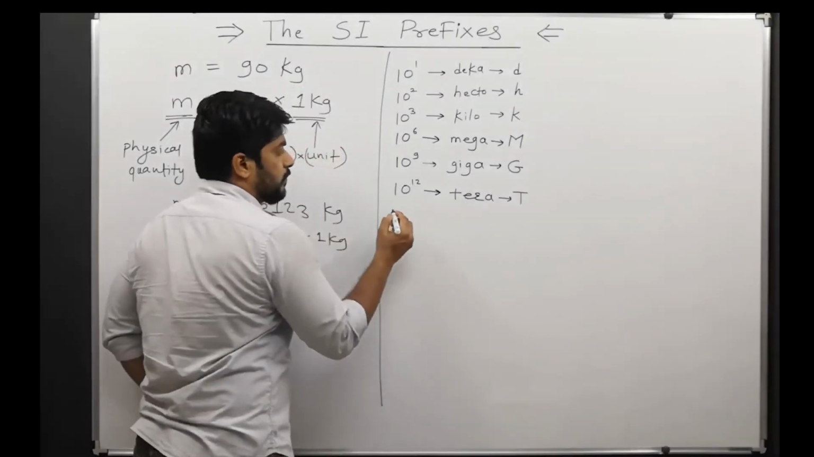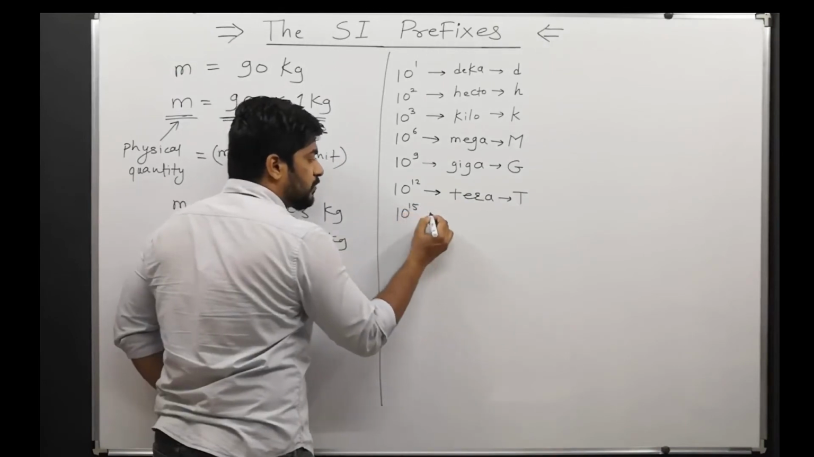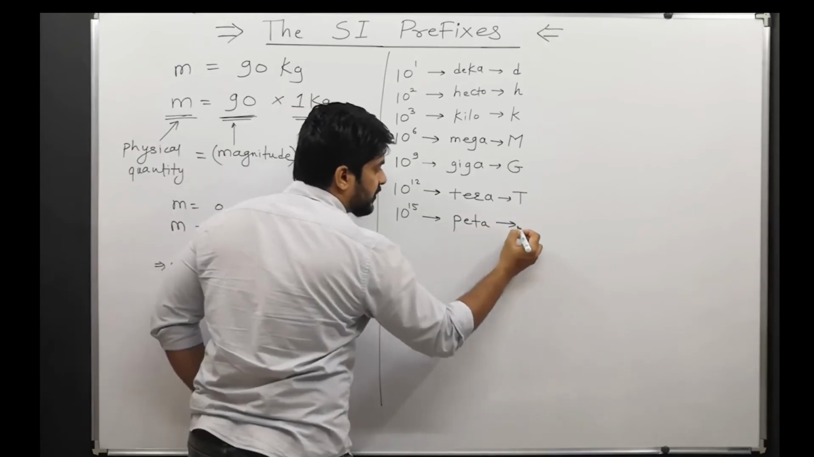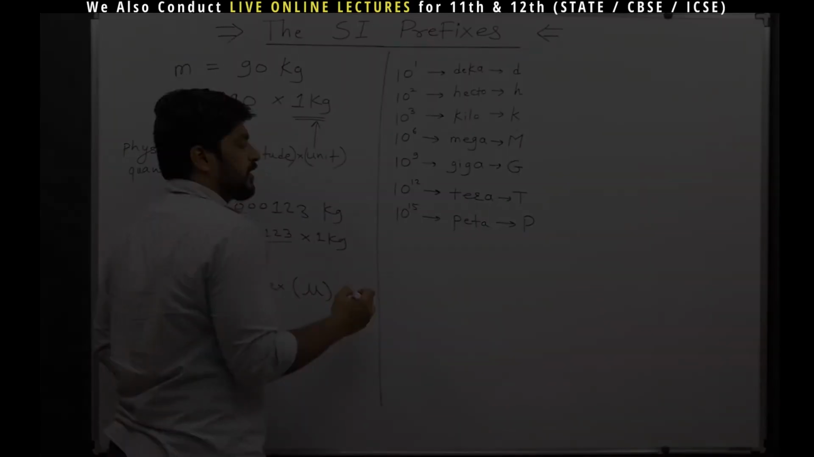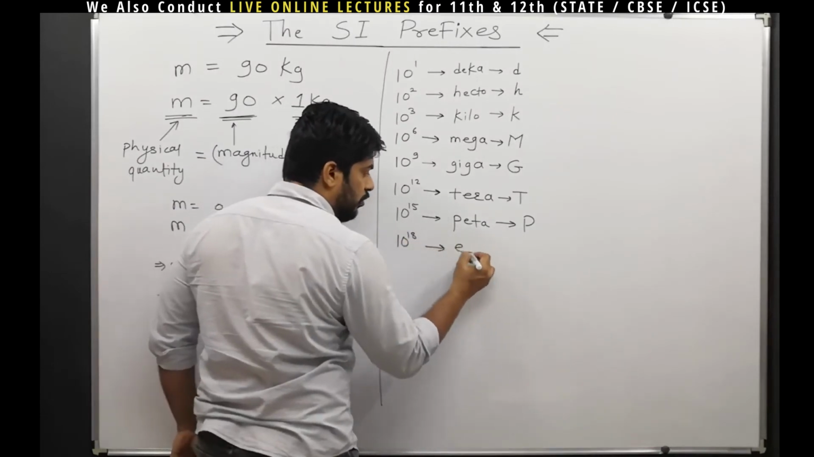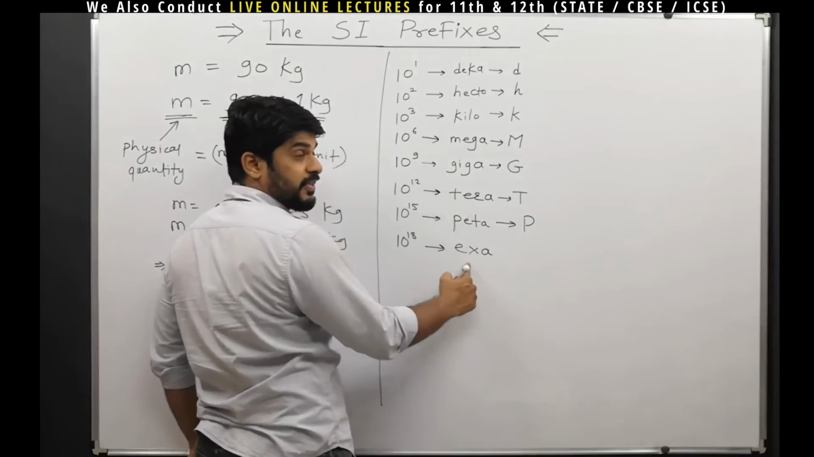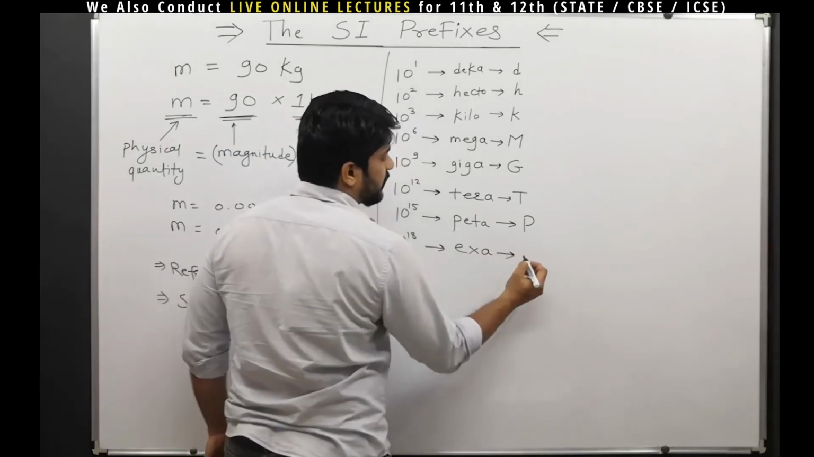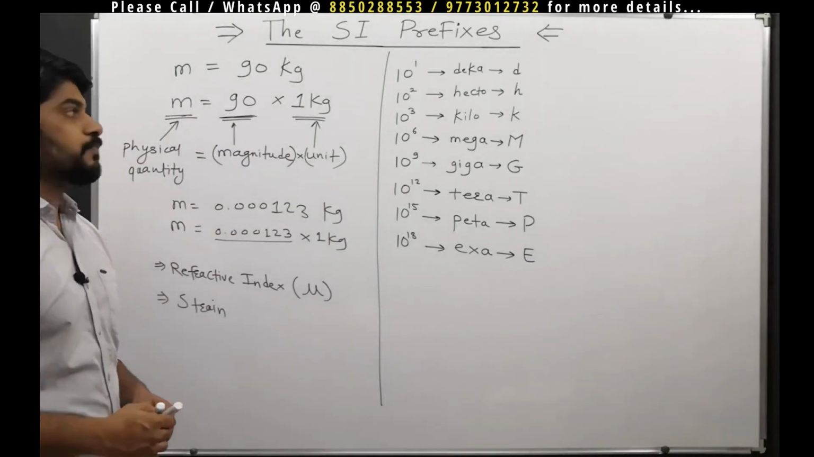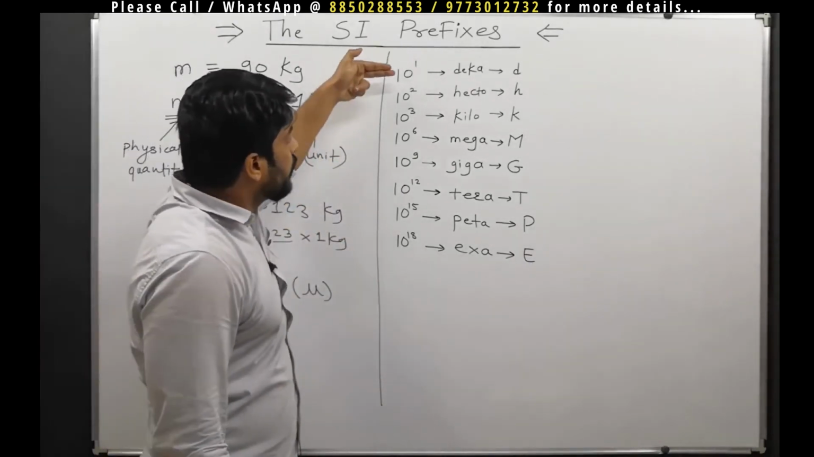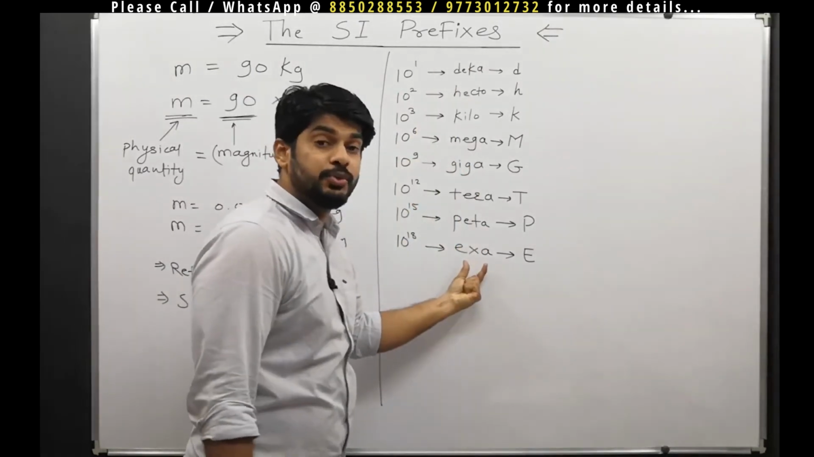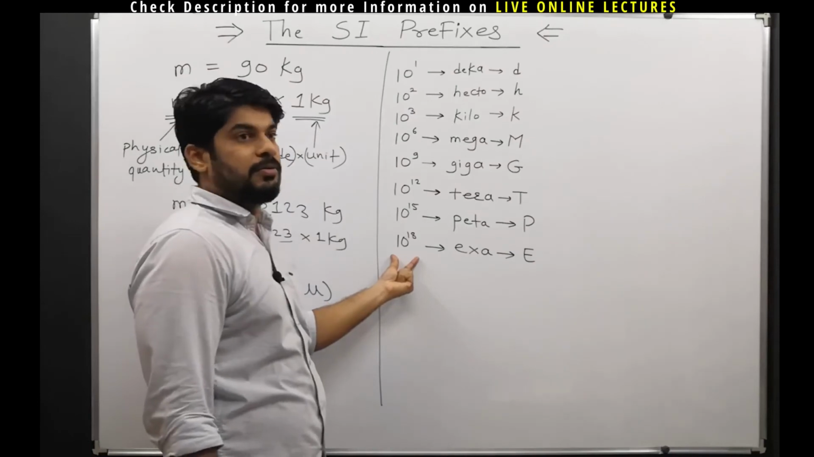Then there is also 10 raised to 15, which is called peta, represented by capital P. Then we also have 10 raised to 18, which has the name exa, and its symbol is capital E. So these are the positive powers of tens and the prefixes that are used for them.